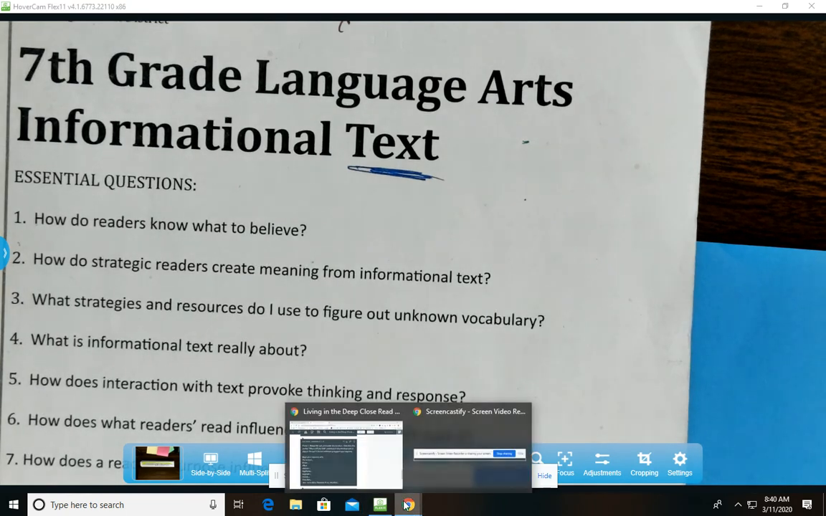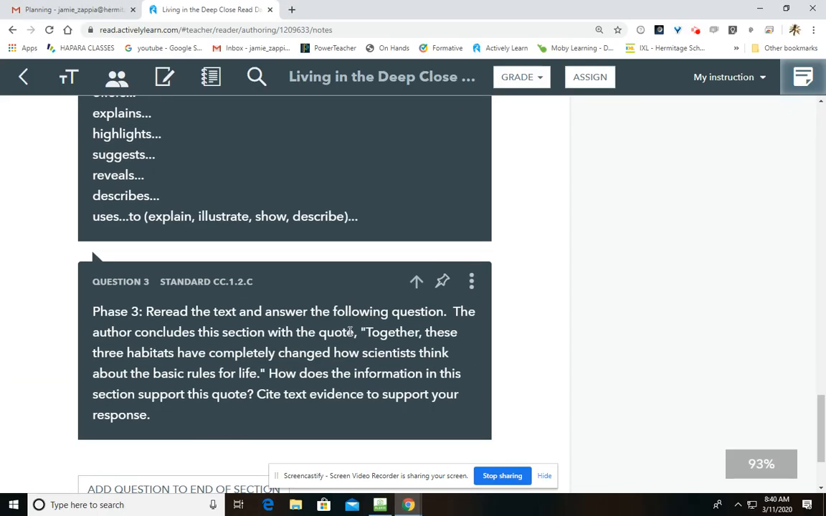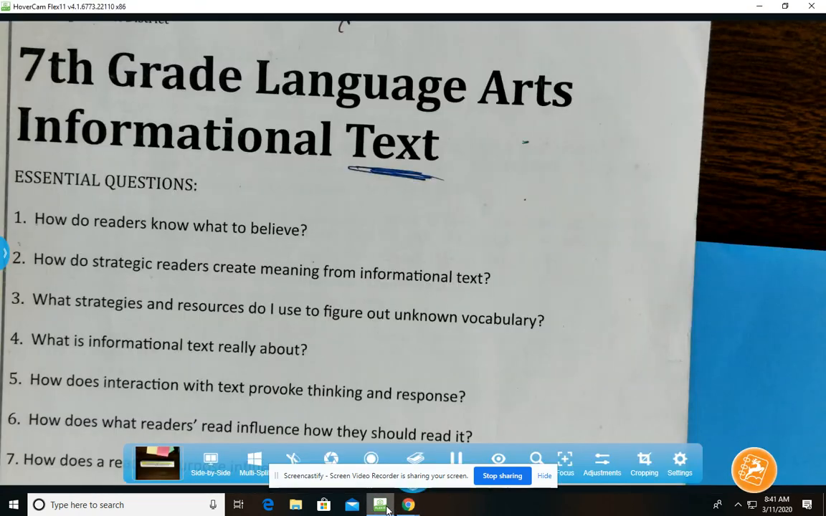In phase 3, we're going to be reading for why the text matters. As we read for why the text matters, I want you to reread that text focusing on the following question. The author concludes this section with the quote, "Together these 3 habitats have completely changed how scientists think about the basic rules for life." How does the information in this section support this particular quote directly? And cite evidence to support your response.